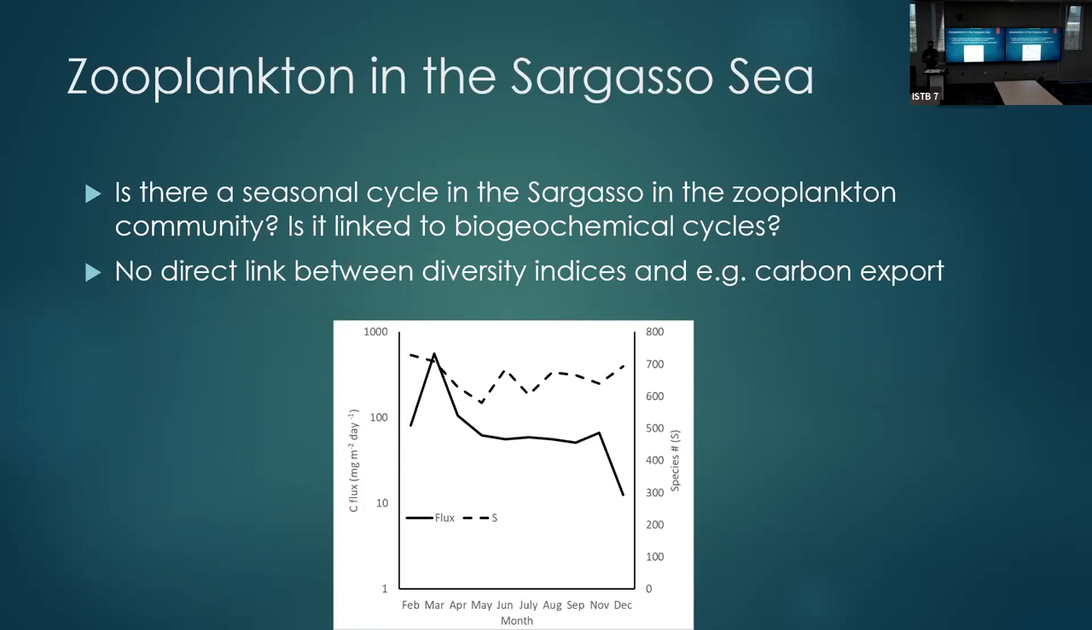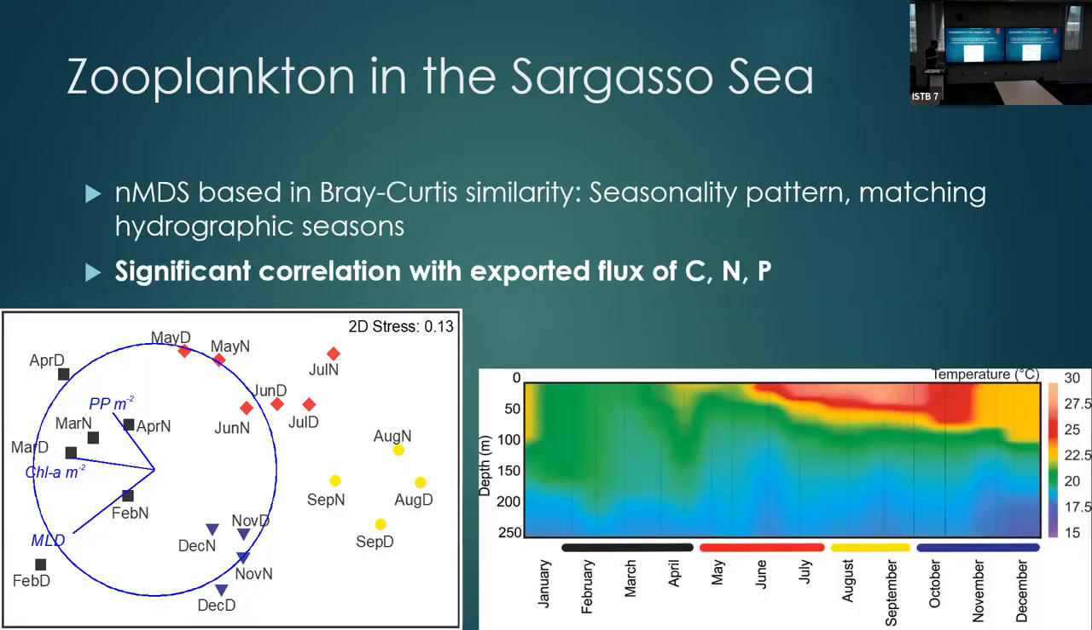But again, this is a very brute way to analyze things and think that all species are the same. So we can do a more complex analysis. Here on the left, we have a two-dimensional representation of all the samples that I had, by month, also taken day or night. And the closer two points are, the more similar the communities are going to be, right? This is called a non-metric multidimensional scaling.